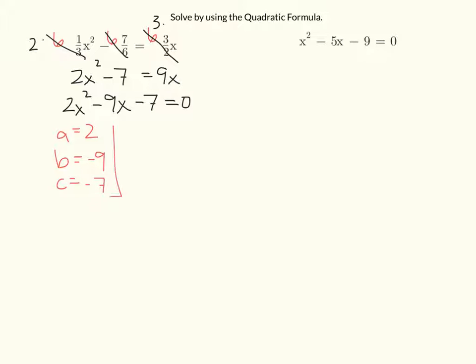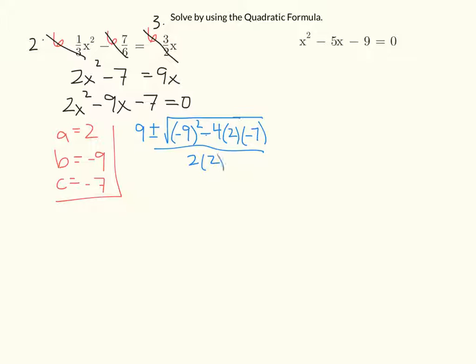Alright, using the quadratic formula, we have the opposite of b, so positive 9, plus or minus the square root of b squared. Notice I have to put that in parentheses because we're going to end up getting a positive 81. It's the entire negative 9 squared. Alright, so b squared minus 4 times a times c, all divided by 2 times a.